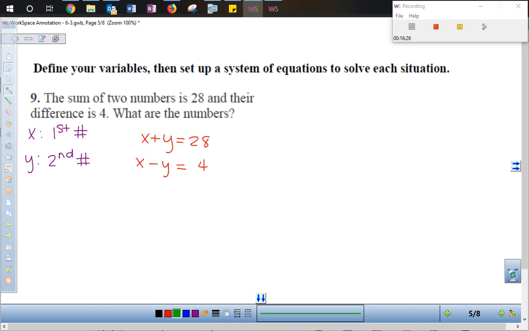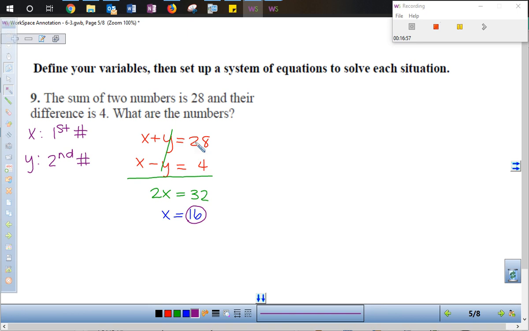Here I now have a system of equations, and they're all lined up and ready to go for elimination. Notice the y's have different signs and the same coefficients, so right away they're going to cancel out. So x and x is 2x, y's cancel out, 28 and 4 is 32. Now to solve for x, I'm going to divide each side by 2, and x is going to equal 16.